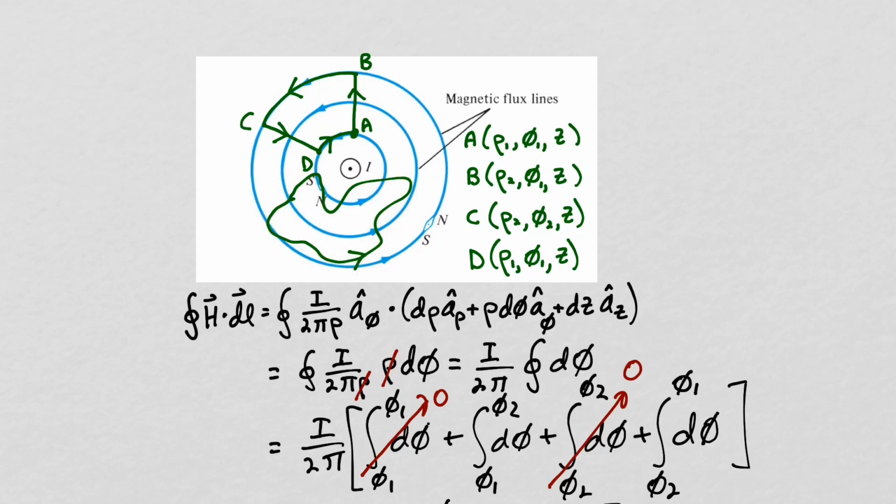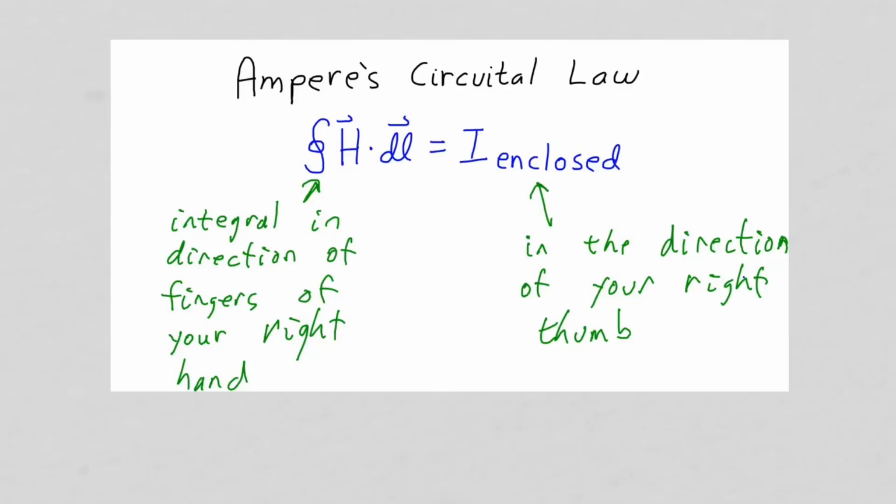This can be stated as a fundamental law, our third Maxwell's equation, Ampere's circuital law. So the integral of h dot dl around a closed path is going to equal the current enclosed by that path. We will use a right-hand rule to interpret this equation. If you put the fingers of your right hand in the direction of the integral of h dot dl around this closed path, if you get a positive result, the current is flowing in the direction of your right thumb. If the result were negative, then the current would be flowing in the opposite direction of your right thumb.